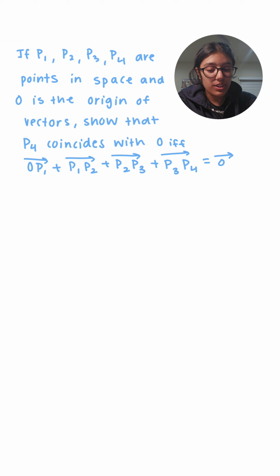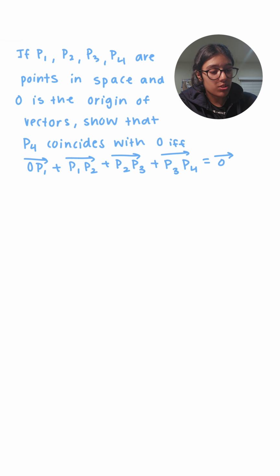So let's dive into it. If P1, P2, P3, and P4 are points in space and O is the origin of those vectors, show that P4 coincides with the origin O if and only if vector OP1 plus vector P1P2 plus vector P2P3 and so on is equal to the zero vector, aka the null vector.